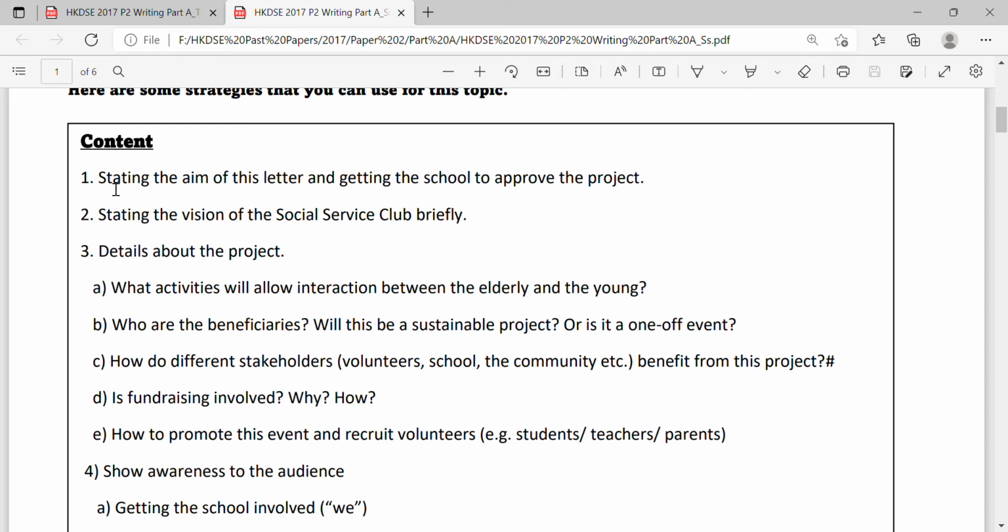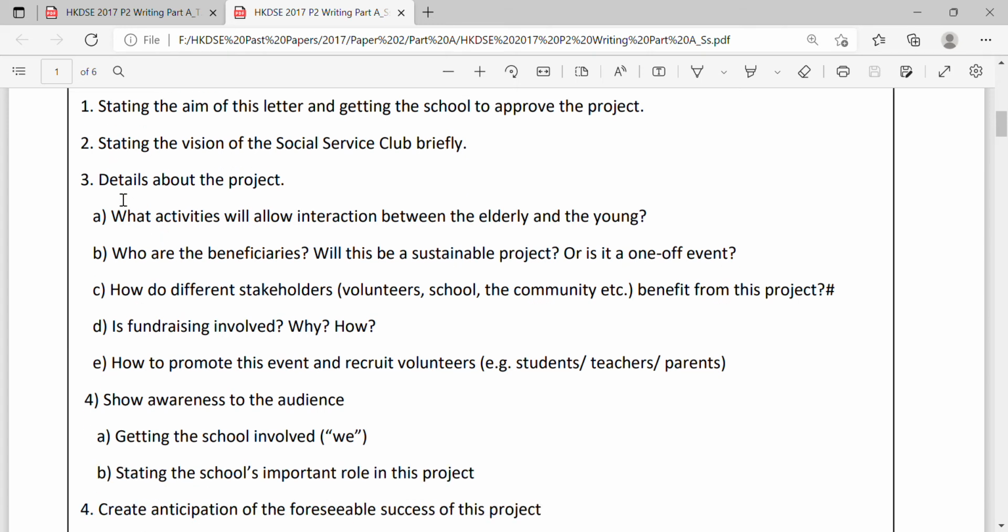Now, I would expect you to spend maybe 2-3 lines in mentioning 1 and 2, and then for 3, I would expect you to write in at least 3 paragraphs. All right, so you mentioned the one activity or more than one activity that allows interaction between elderly and the young. Okay, what you are hoping to achieve when you visit these elders?